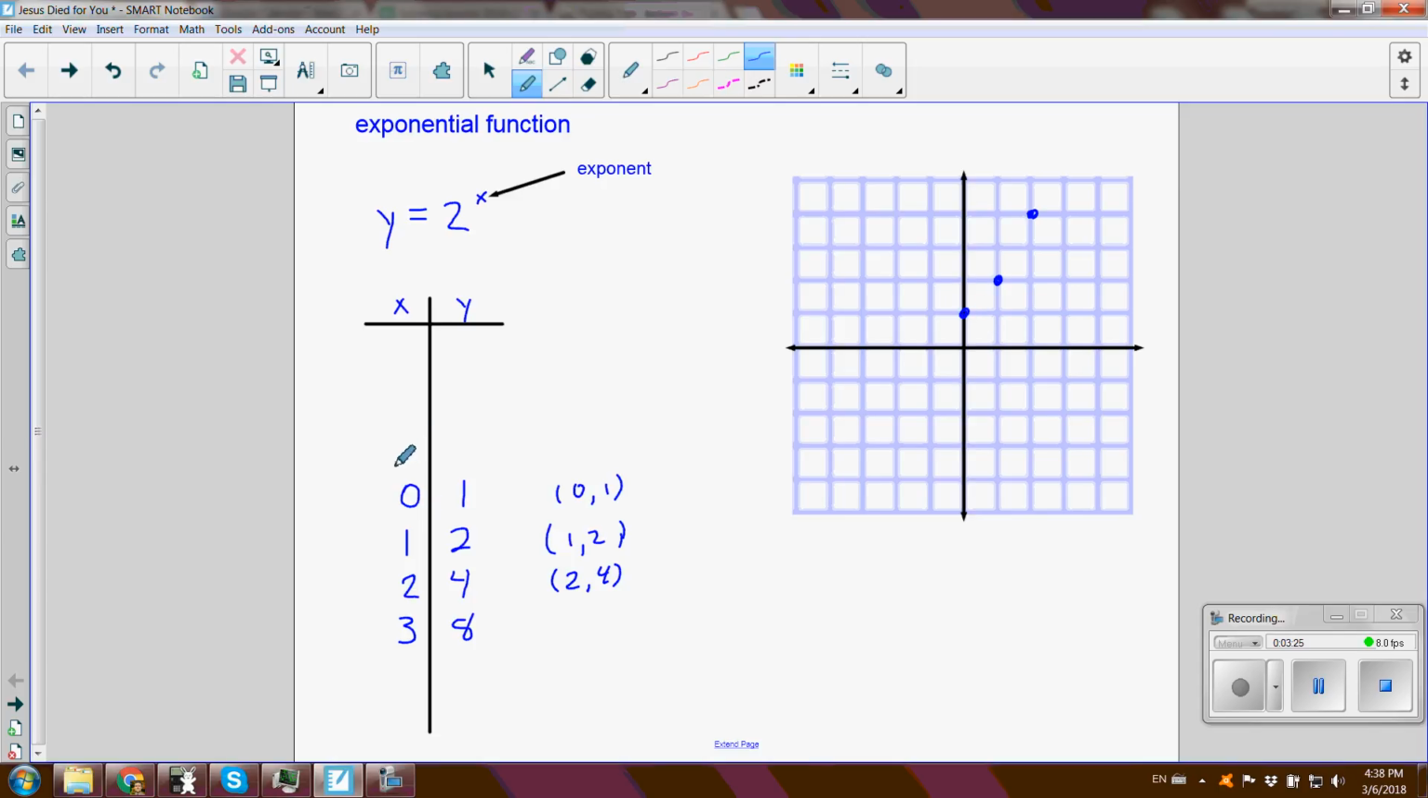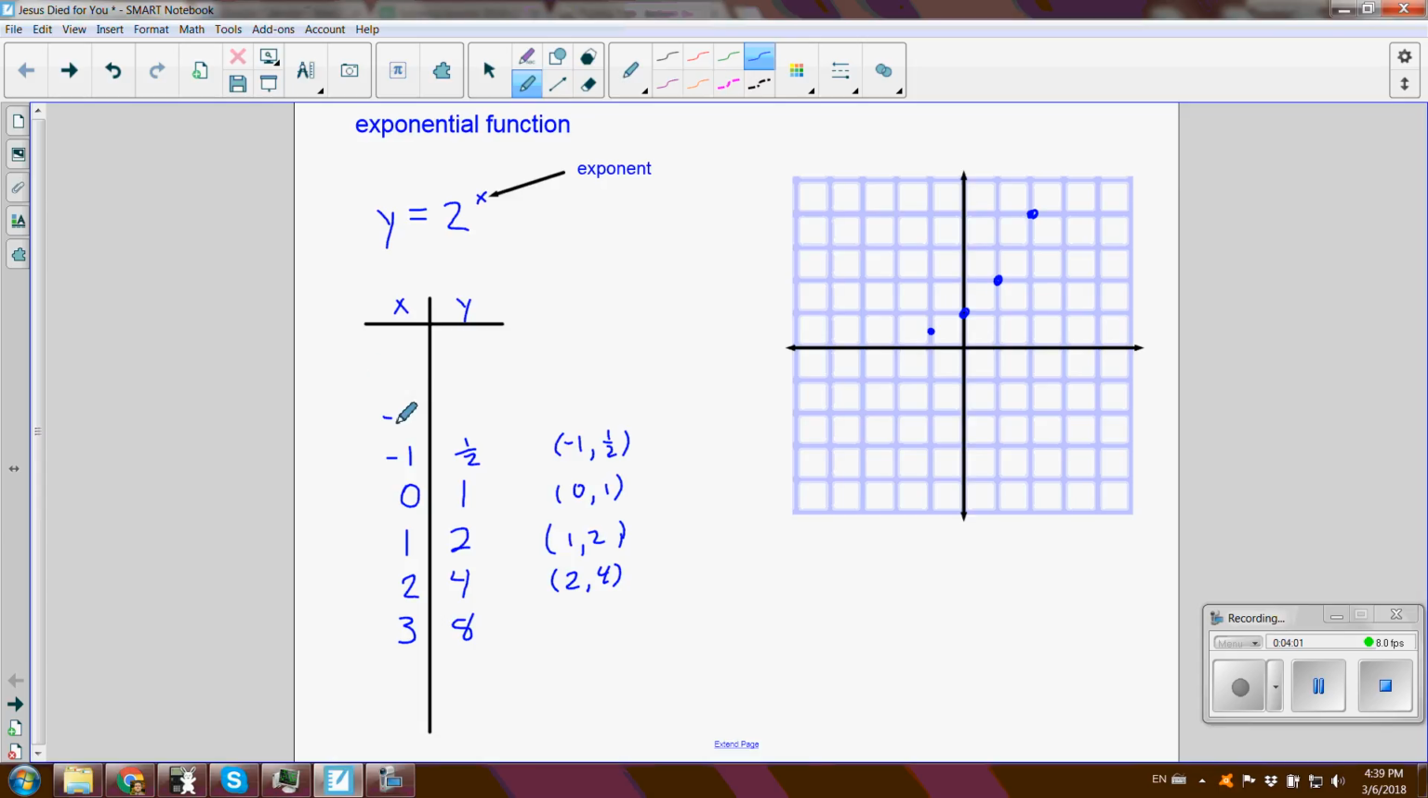How about if x equals negative 1? Well, I keep on dividing by 2. What do I get if I divide 1 by 2? 1/2. So 2 to the negative 1 power is 1/2. If x equals negative 1, y equals 1/2. That gives us this point right here, (-1, 1/2).